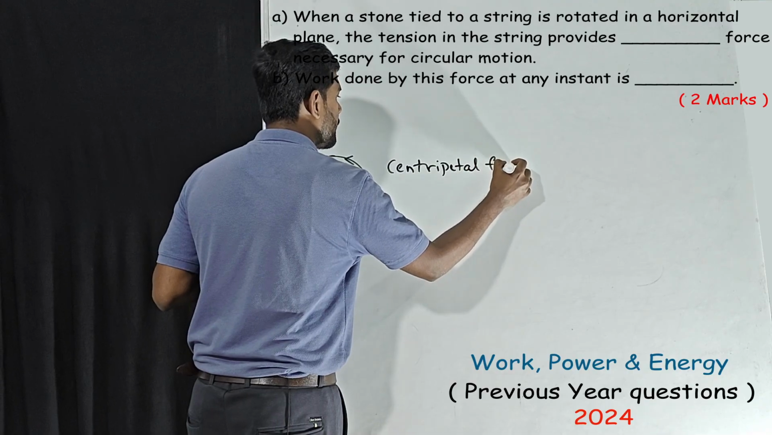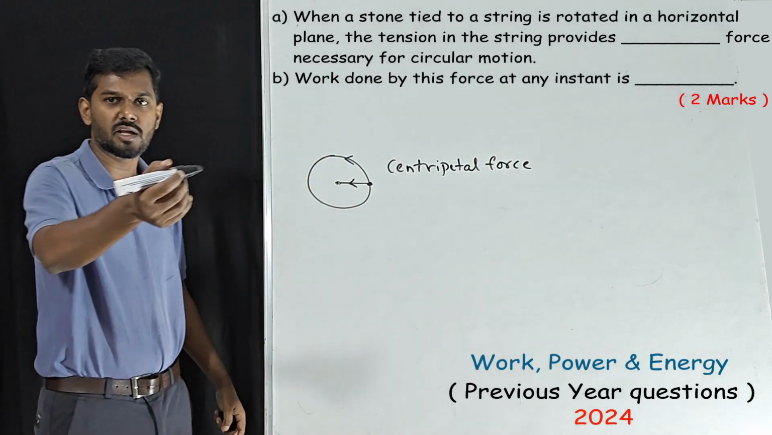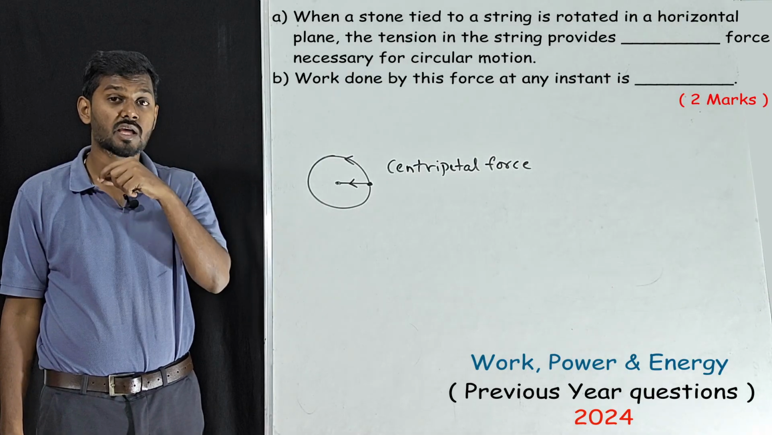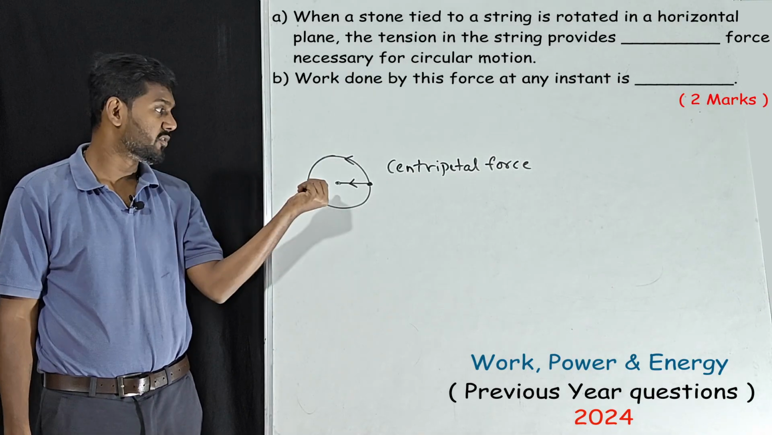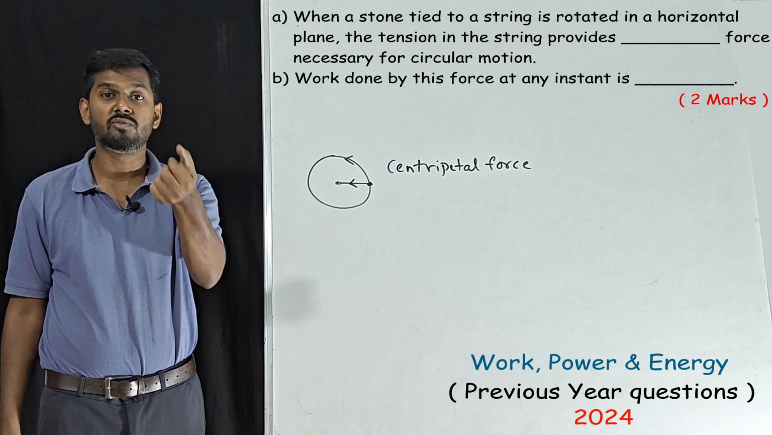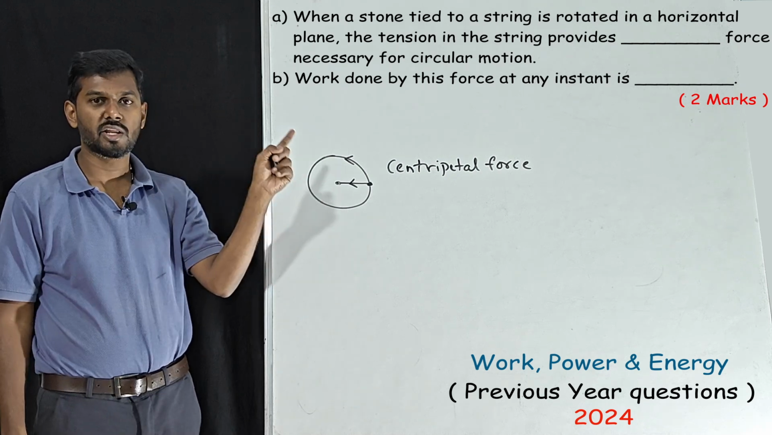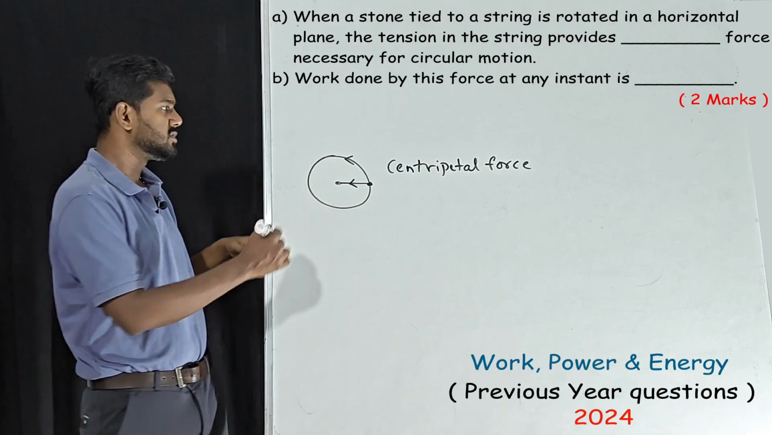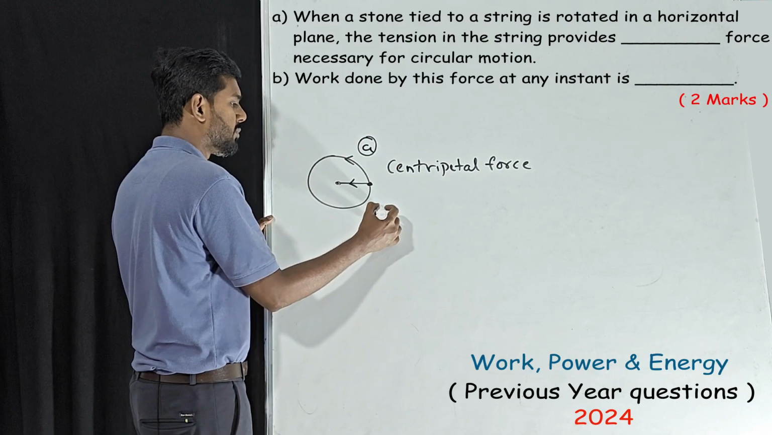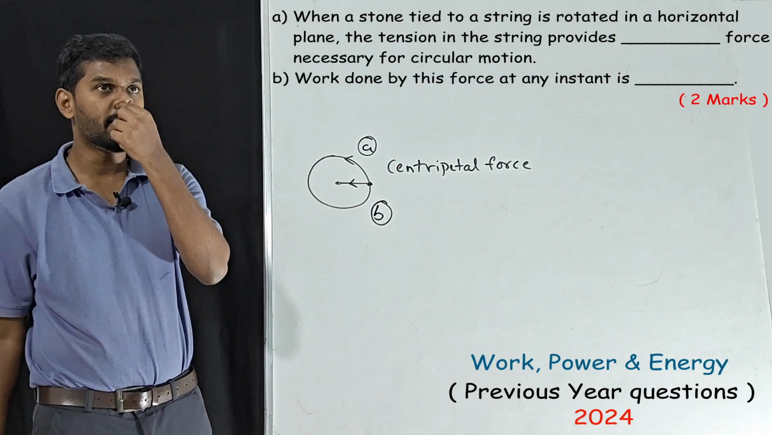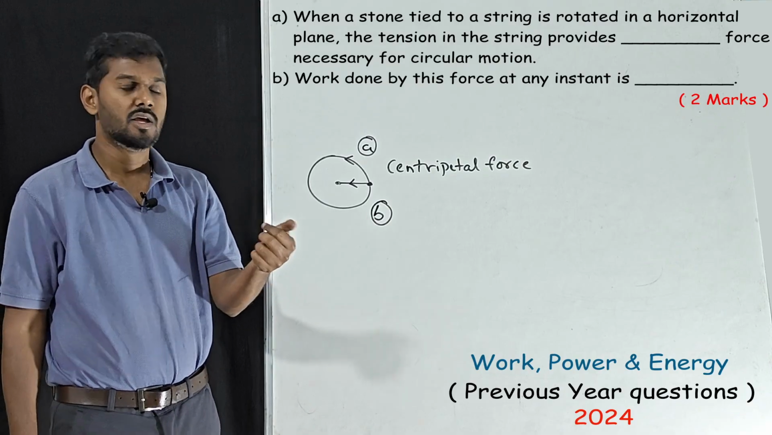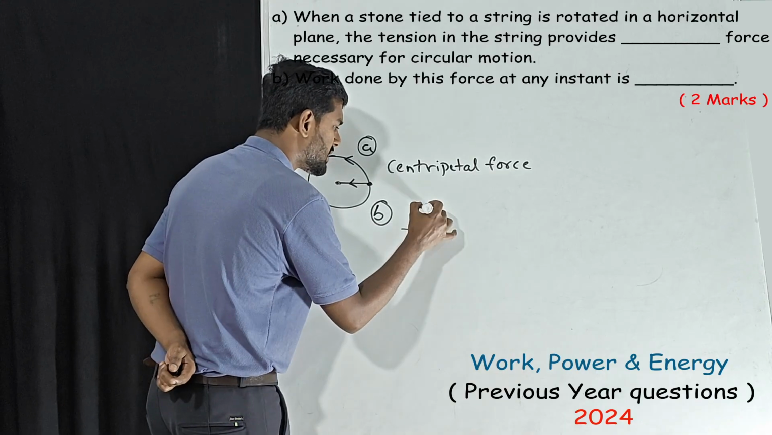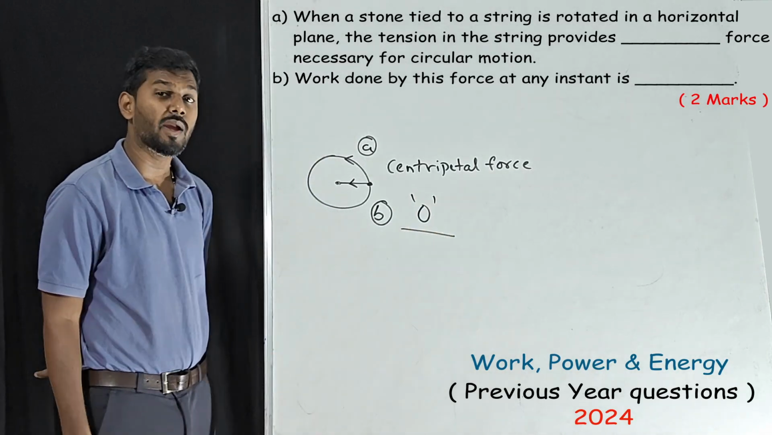Centripetal force. If it is away from the center, that will be centrifugal force. In this question they have not said whether it is away or towards, so we need to understand based on the tensional force. Tensional force is towards the center, so the force we have to find is nothing but centripetal force. So this is sub question A and now sub question B. Work done by this force at any instant is. So work done by the force, now here what the answer will be, first I will write the answer, that is 0. Why it is 0?